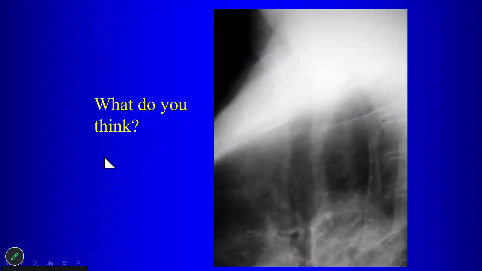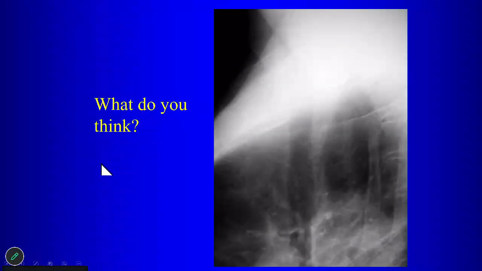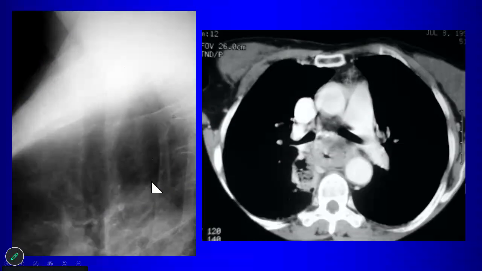In this particular case, what's abnormal? Well, we just mentioned the retrotracheal stripe. What do you think of it here? It's thick. It's abnormally thickened, right? So what are we concerned about? What lives behind the trachea? So the esophagus, right? So what's the diagnosis?